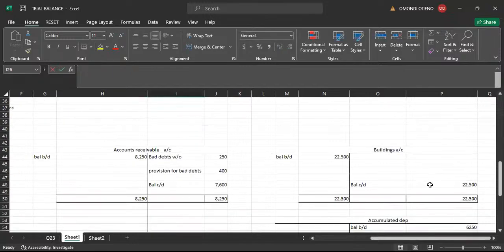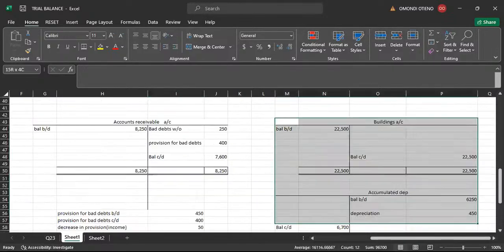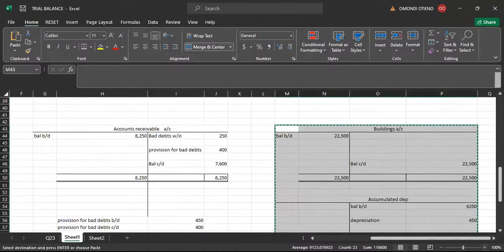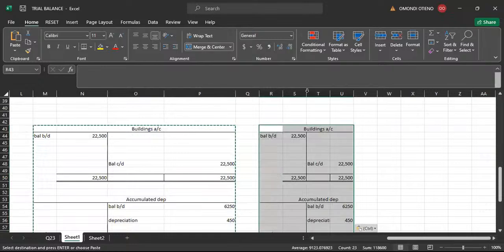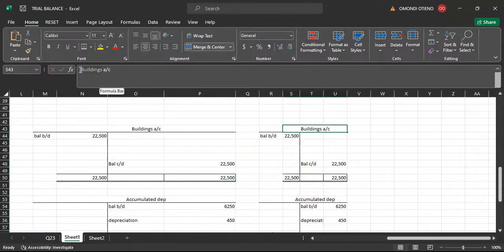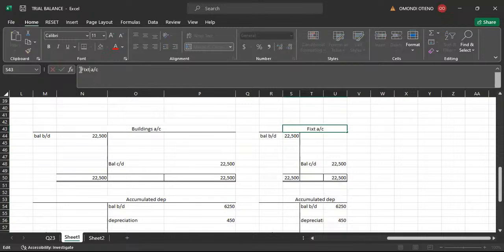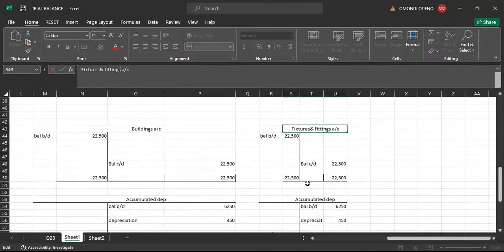Depreciation expense, I'll be taking that value, but because I have two assets, I want to repeat this entire procedure for the other asset. Control V. Let me have the other set here, but it is not going to be building, but fixtures and fittings. Fixtures and fittings, accumulated depreciation, then depreciation expense.